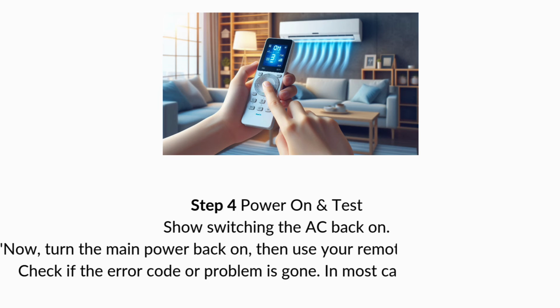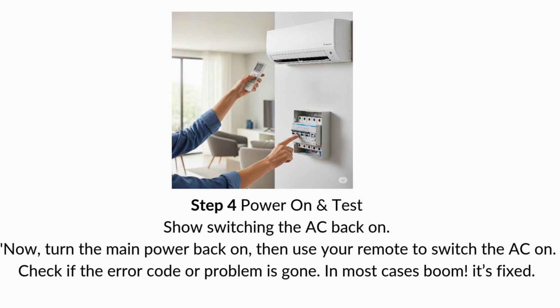Step 4. Power on and test. Show switching the AC back on. Now turn the main power back on, then use your remote to switch the AC on. Check if the error code or problem is gone. In most cases, boom, it's fixed.